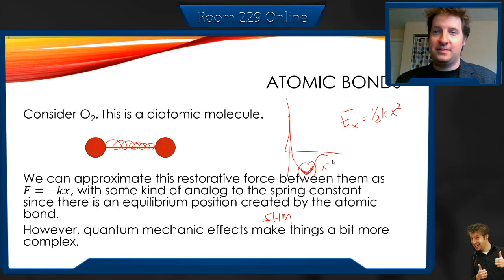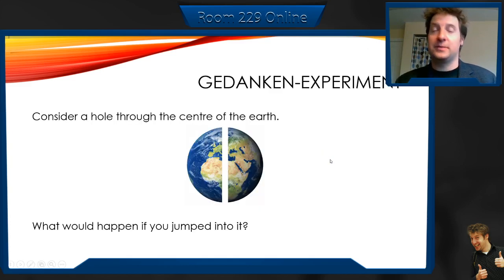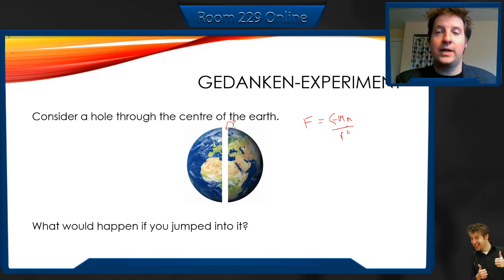Where are we? Yes, atomic bonds behave like nice springs. Oh, here's a fun one. Let's say I take the Earth, and I somehow magically drill a hole through the Earth, and here's me, and I jump into the hole. What would happen if you jump into that hole? Remember that the force of gravity is equal to G M M over R squared, relative to this distance R.